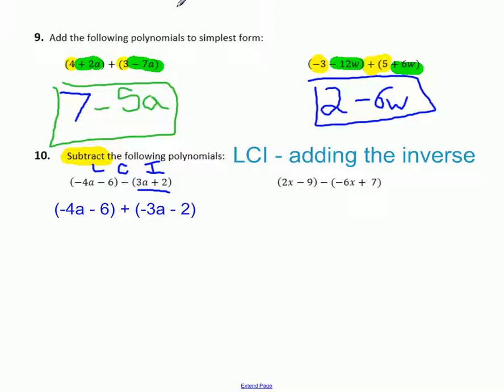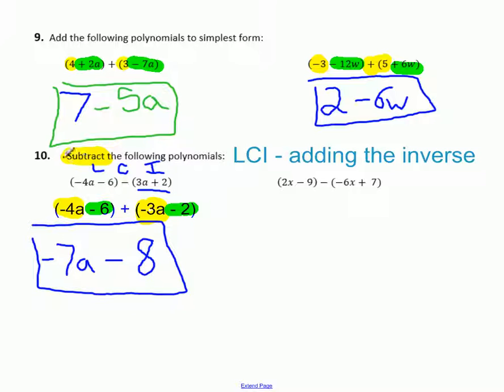Now that this is an adding problem, I can use my same signs add, different signs subtract rule and combine the like terms. Negative 4a, negative 3a together makes same signs add, negative 7a. The other 2 like terms in here, negative 6 and a negative 2, those are also same signs add. I will get negative 8. So yes, you will have to do this on your test. Adding, you do not. You just combine the like terms. Subtracting, just like we've been doing this whole year so far.